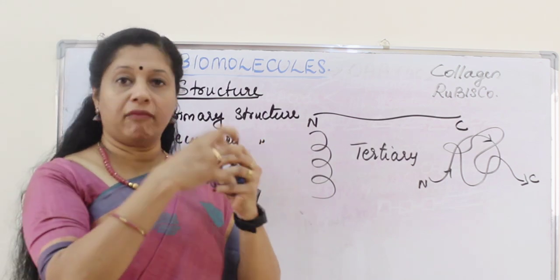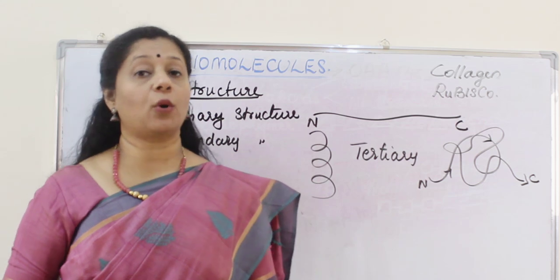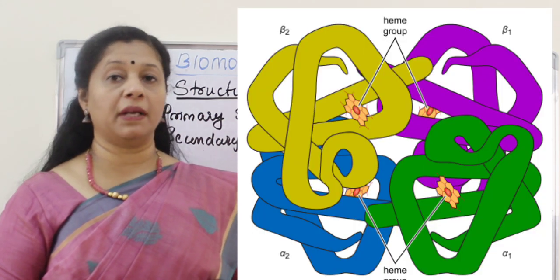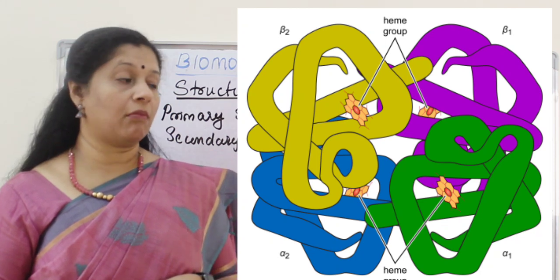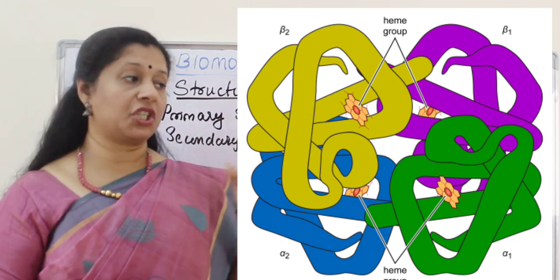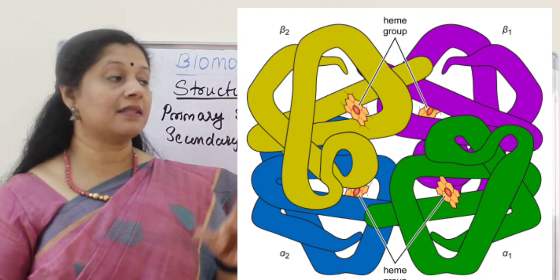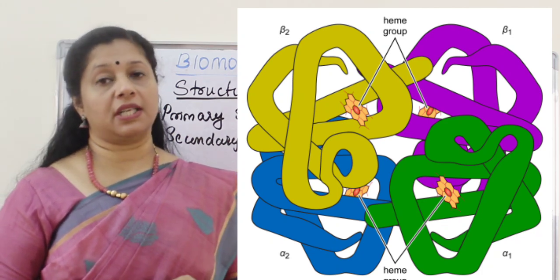Now like this, if more than one comes, then it is called a quaternary structure. As you can see in this picture, this is the molecule of hemoglobin, which is an oxygen carrying pigment in our body. It has got 4 tertiary units connected together. They are called the alpha chains and beta chains. 2 alpha chains and 2 beta chains are present.